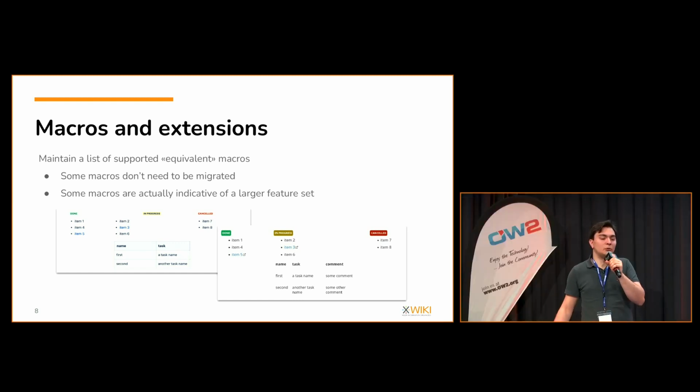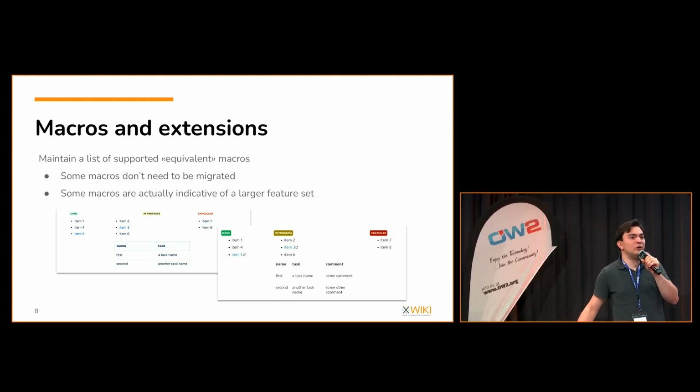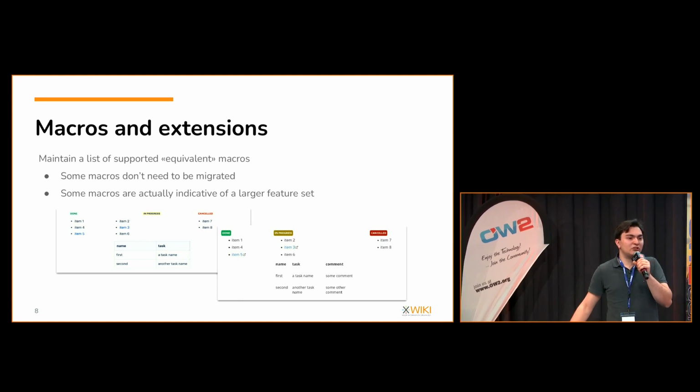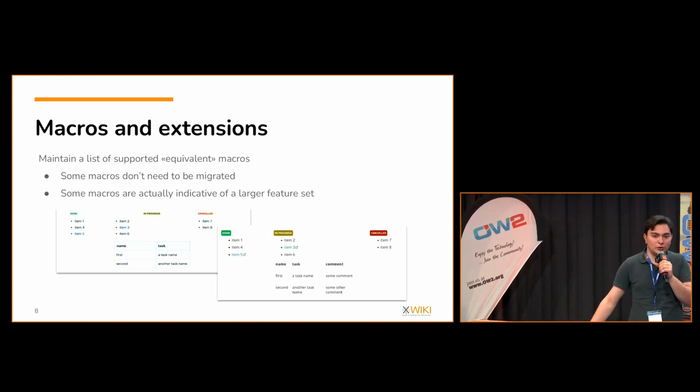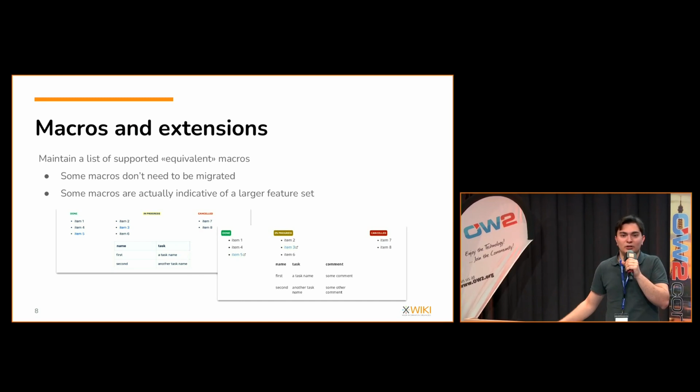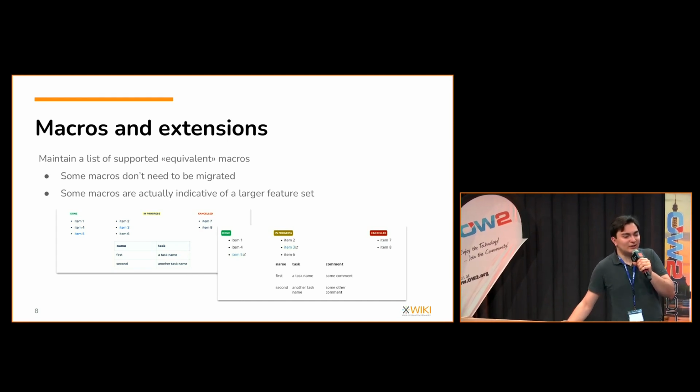When we look at a list of macros, we very quickly know what usage we have in the Confluence wiki, and based on that, we can really match with what we support today in XWiki, in order to know what can be migrated automatically and what cannot.